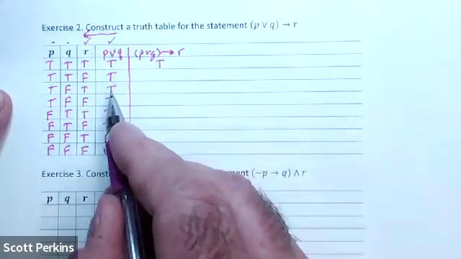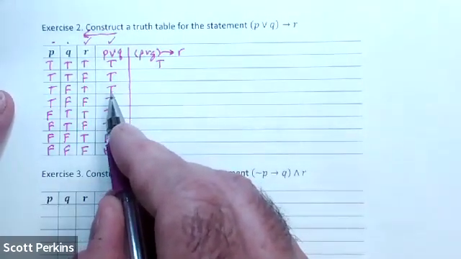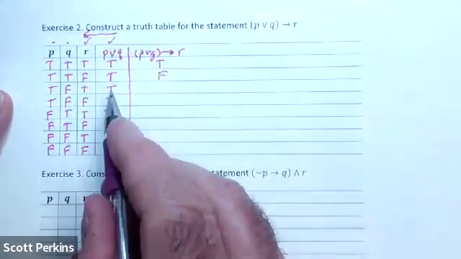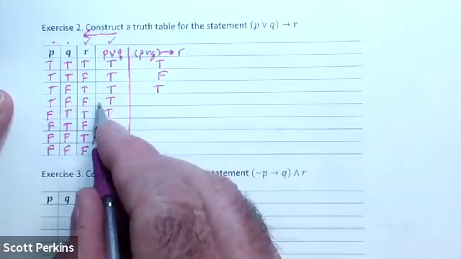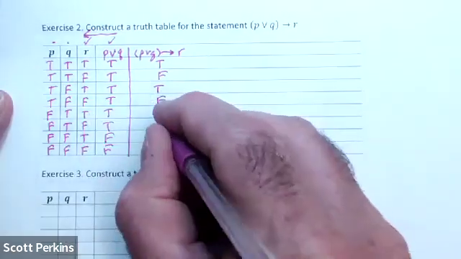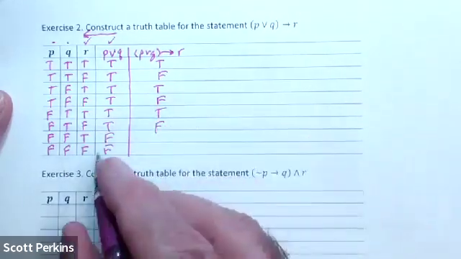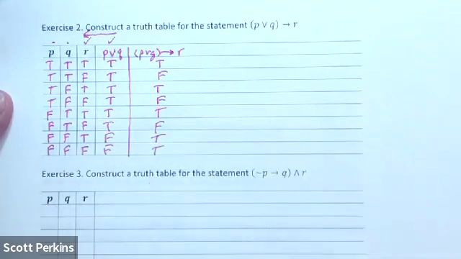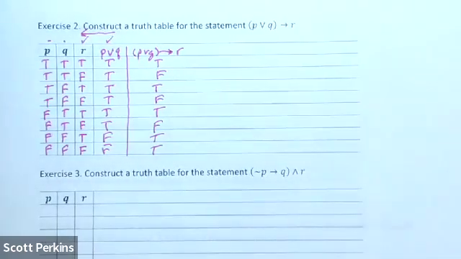Remember, the only time the conditional statement is false is when it's true, then false. So the next one, true, then false. There we go. True, then true. True, then false. True, then true. True, then false. And then the last 2 are false. They begin with a false. So logically, they are true statements. So you should have a T and then an F, a T, then an F, a T, then an F, and then the last 2 are T's.